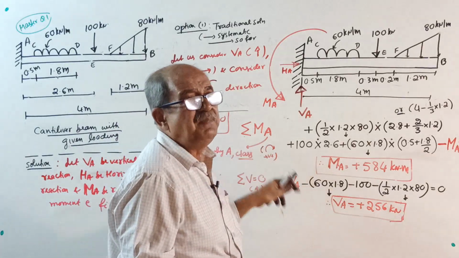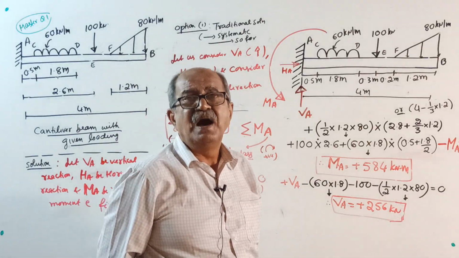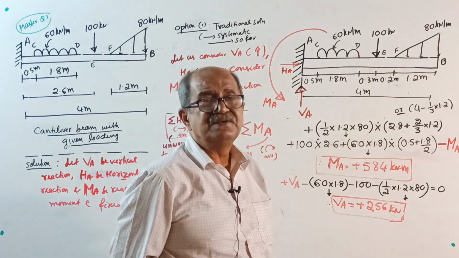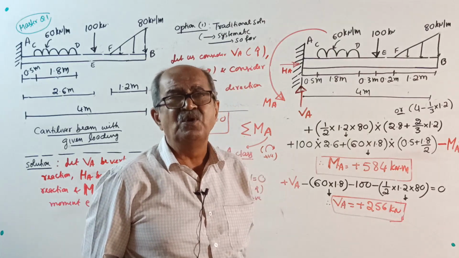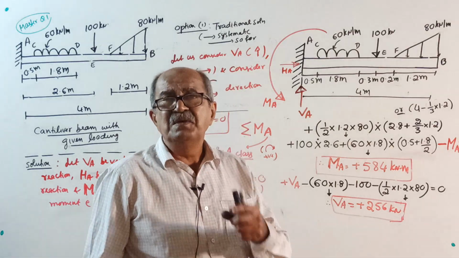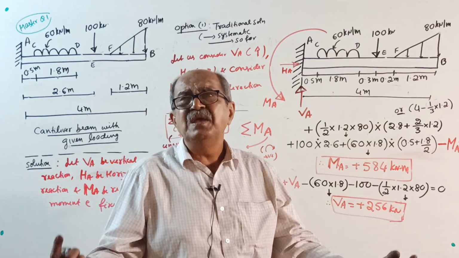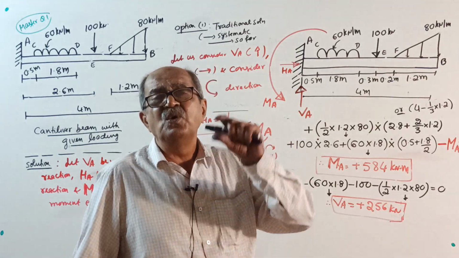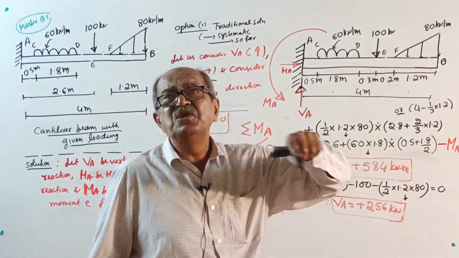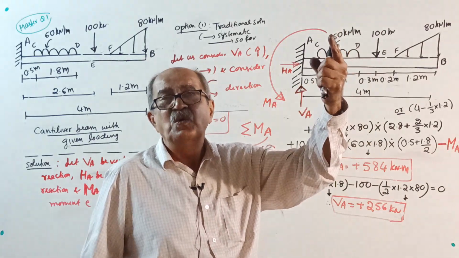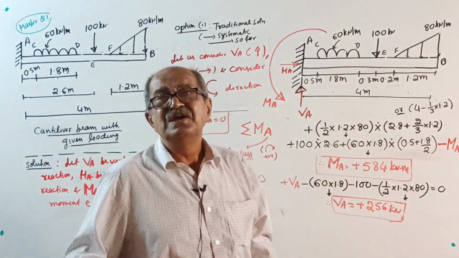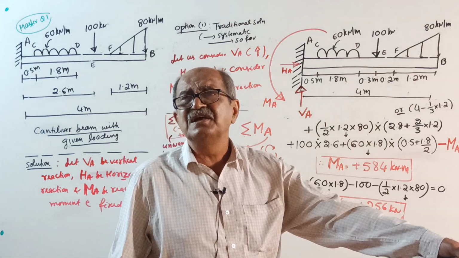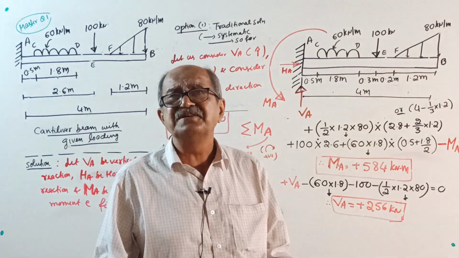See, many people first take sigma V = 0 and sigma M = 0. For a cantilever it does not matter. But for a simply supported beam, as I told you, if you take sigma V = 0, both VA and VB will come in one equation. When you take sigma M = 0, one of the unknowns will come. Then you have to substitute back in that first equation. Instead, apply what I told earlier: sigma M = 0, one reaction comes; sigma V = 0, the second reaction comes.